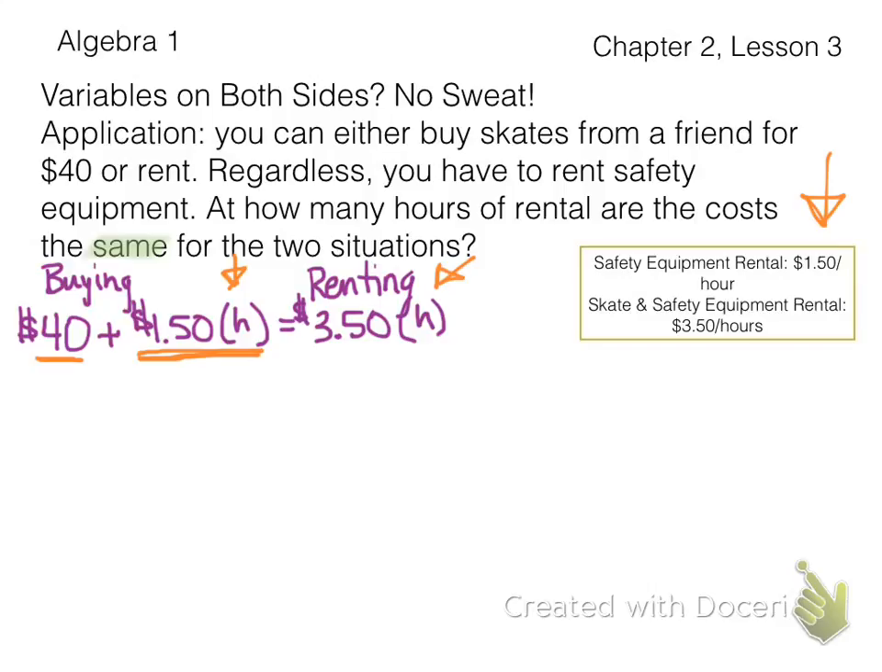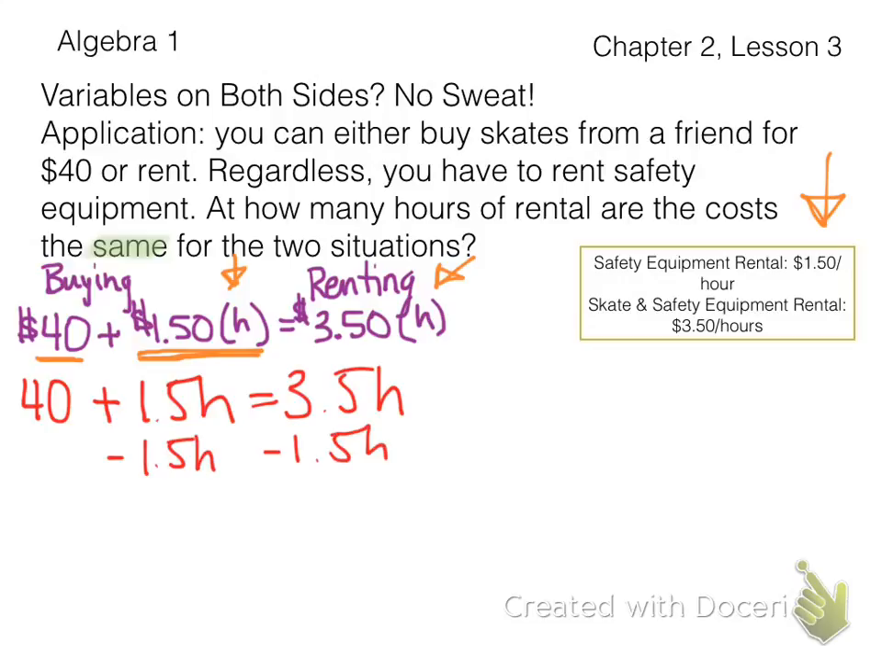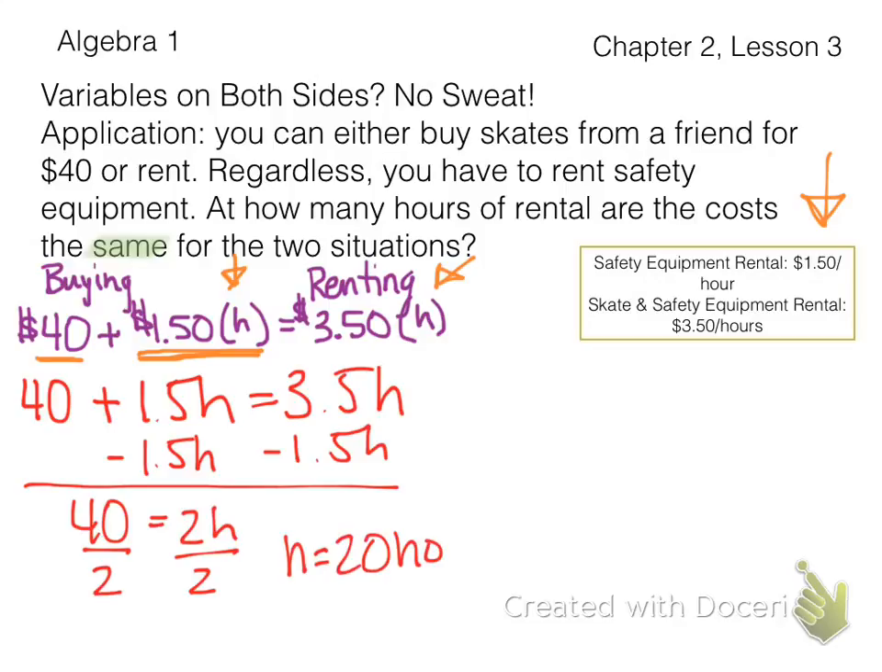Okay, so let's go ahead and figure out this question by combining like terms first and getting things on the same side of the equal sign. So we have 40 plus 1.5h is equal to 3.5h. So I'm going to subtract 1.5h on both sides, 1.5h. And I'm going to get 40 by itself is equal to, well, 3.5 minus 1.5 is 2, so 2h. Divide by 2, divide by 2, h equals 20 hours.